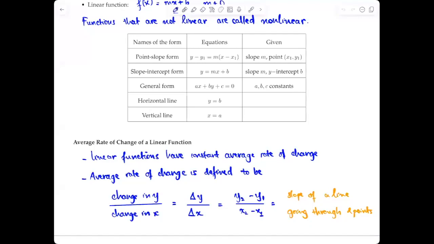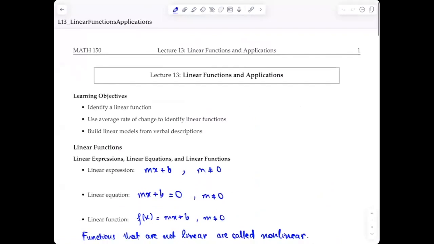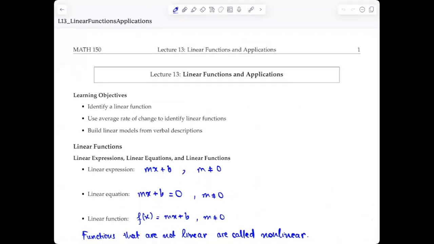So in the last class, we started talking about linear functions, and later on, I'm going to cover applications of linear functions. Okay. A linear function is just saying that if you have linear expressions in the form of mx plus b, for m different from zero, and you stick this with an output, then you have a linear function. Basically, it's just saying, can you find an equation of a line? So hopefully, after this lecture, you will be able to distinguish between linear expressions, linear equations, and linear functions.